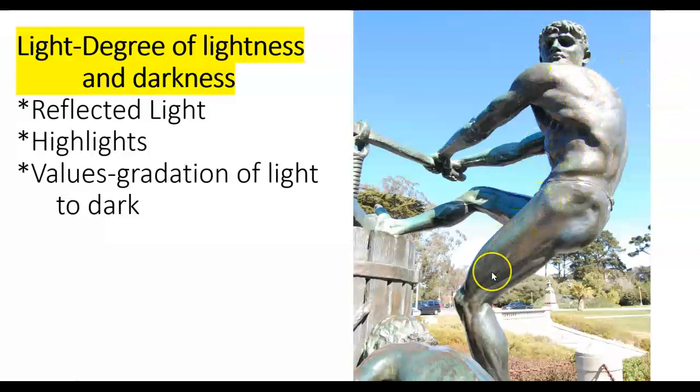And then values, which is the same thing we talk about in two-dimensional art, the gradation of light to dark. You can see that there's volume here. You can see the fullness of the muscles on this guy's leg because of the way it changes from light to dark.